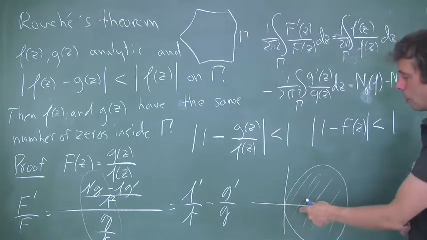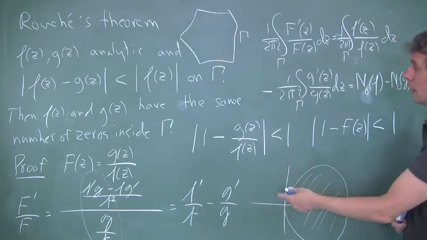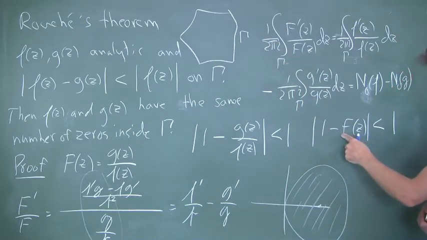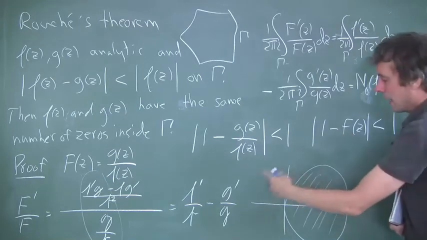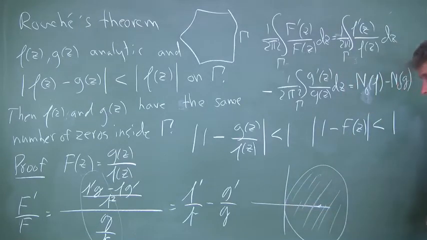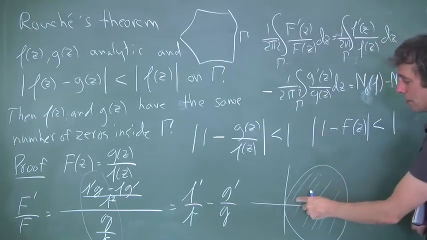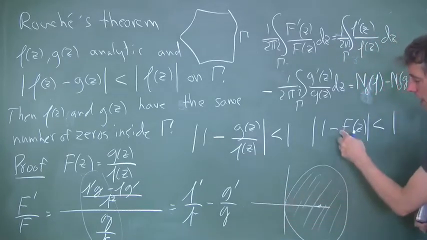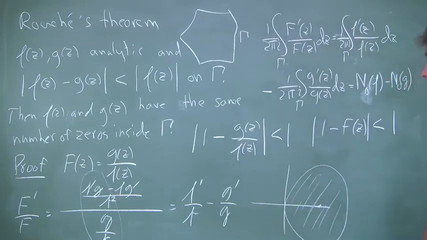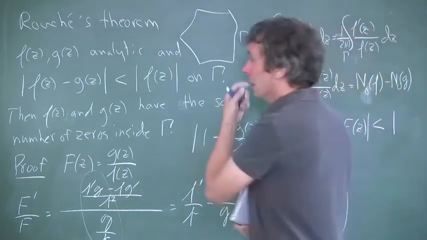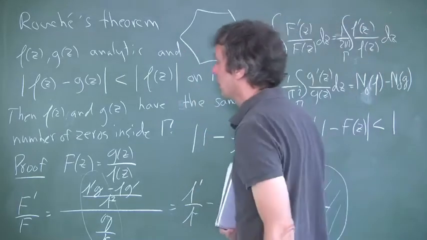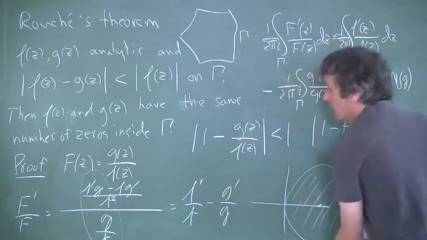But remember, the argument principle says that you can only get something different from 0 here if the values of capital F will wind around the origin. But this inequality shows that this is impossible. You can never go around the origin if all the values lie in the right half plane. So that's really the idea of the proof of Rouché's theorem. So let me now show you how this can be applied.